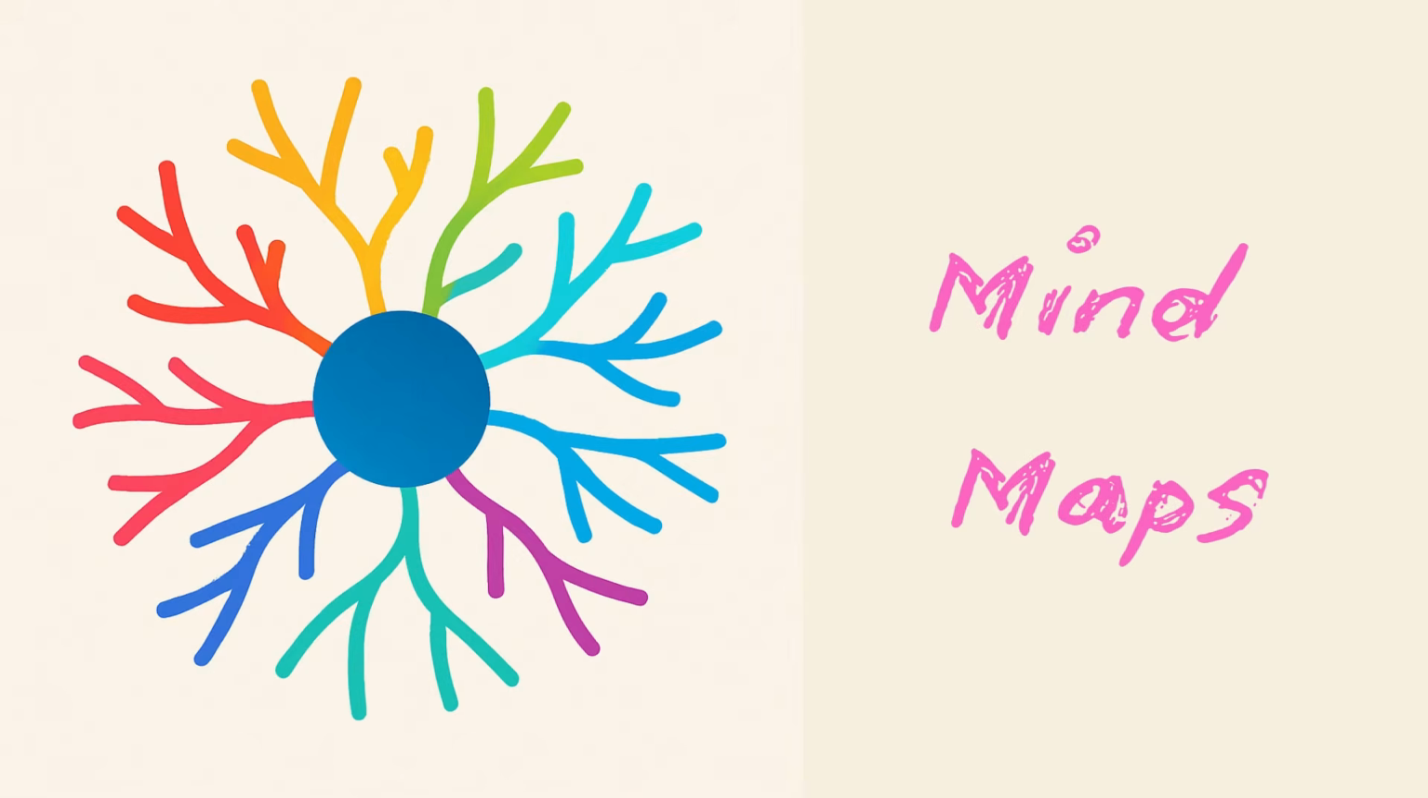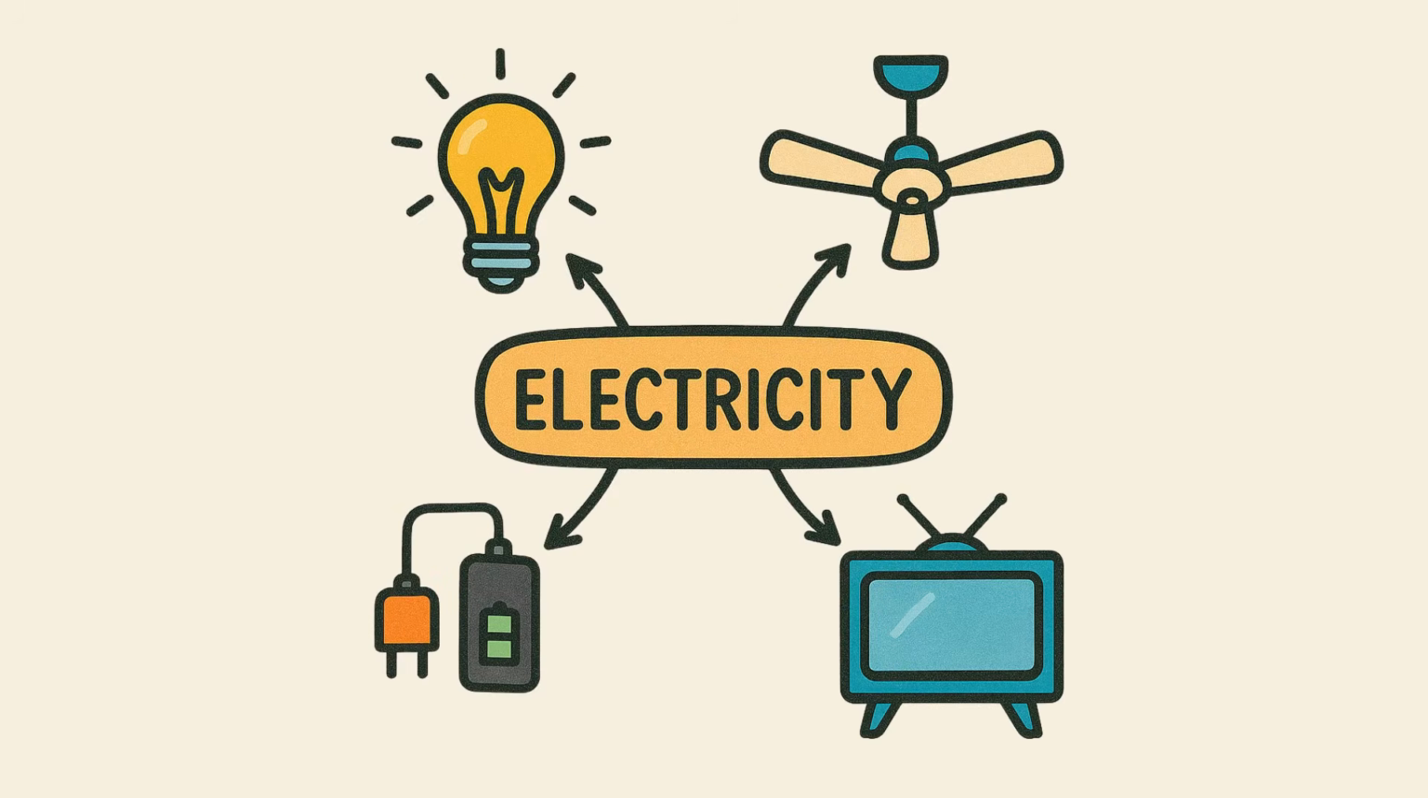Mind maps look like your brain on paper: colorful, messy, but smart. They start with one word in the middle and spread out in all directions. For example, put electricity in the center. Add branches like circuits, safety, uses, dangers, and sources. Add doodles, like a bulb for circuits or a warning sign for danger.